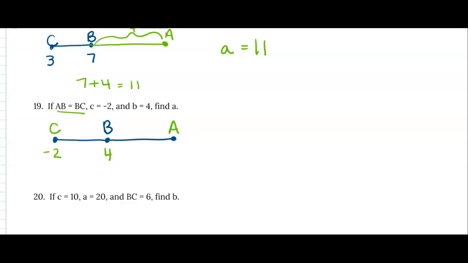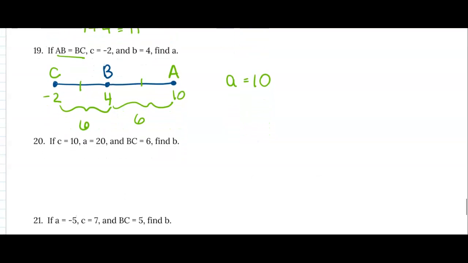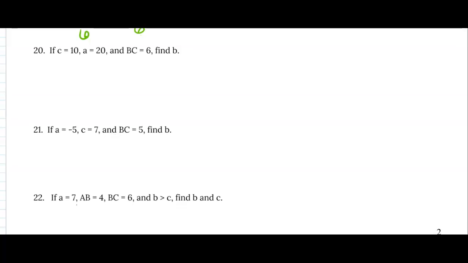Since we know that these two lengths are the same, we can find the length here is 6 because negative 2 minus 4 and the absolute value gives us 6. So that means that this distance needs to be 6. So 6 away from 4 makes A at 10. So A is equal to 10. Take a couple minutes and finish 20, 21, and 22, and then check back your answers.